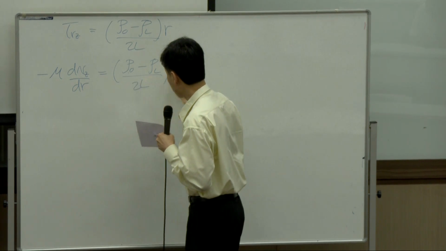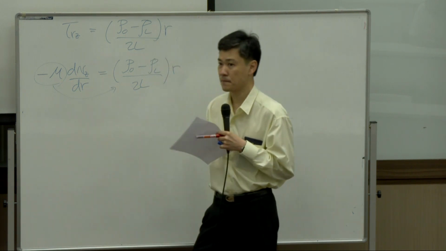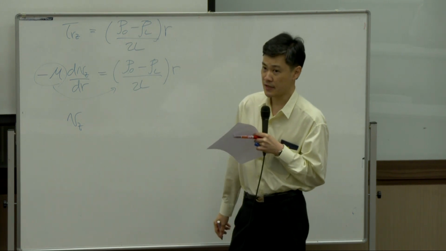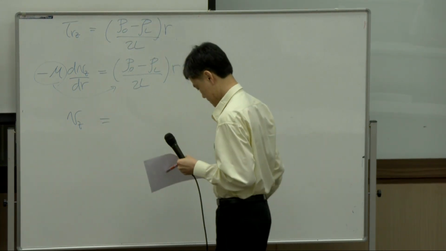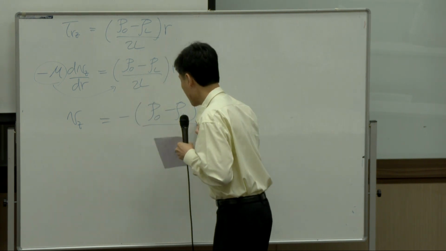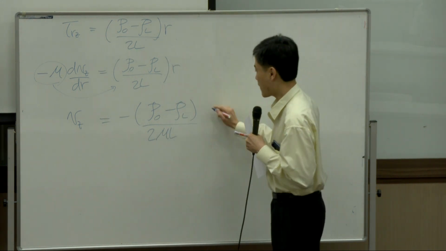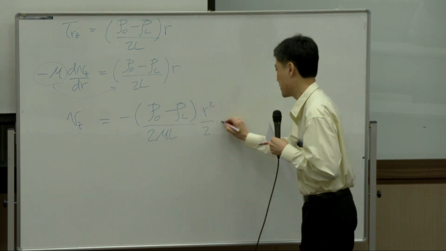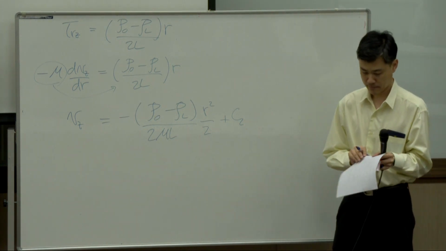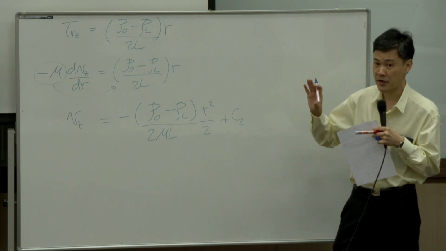So if you move minus mu over here and integrate, the equation should give you Vz. That would be minus (P0 minus PL) over 2 mu L. Integration of r gives you r squared over 2 plus another constant. In order to find this constant, we need another boundary condition.